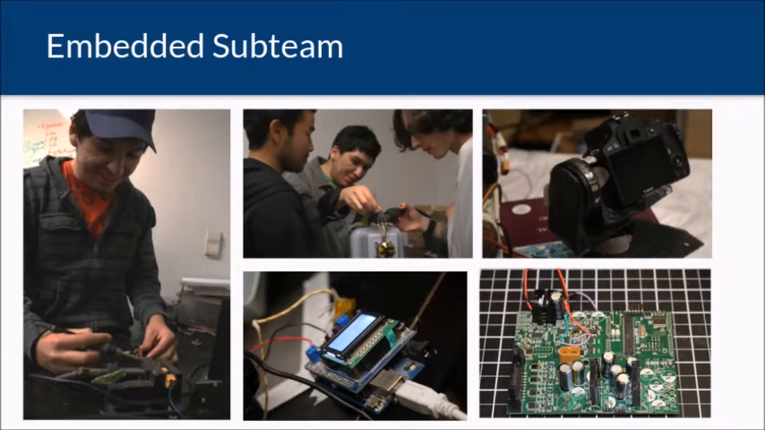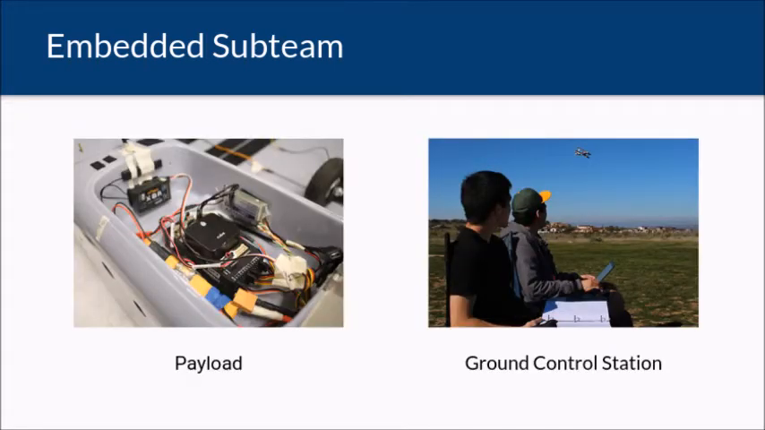The embedded subteam is responsible for designing, building, and configuring the electronic systems that we need to make an autonomous airplane fly. On the team, we split the projects mainly into two categories, those running at the payload and the other ones running at the ground control station.